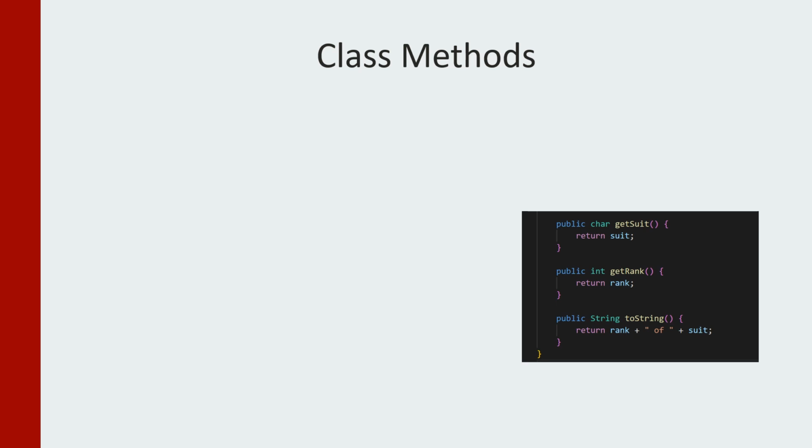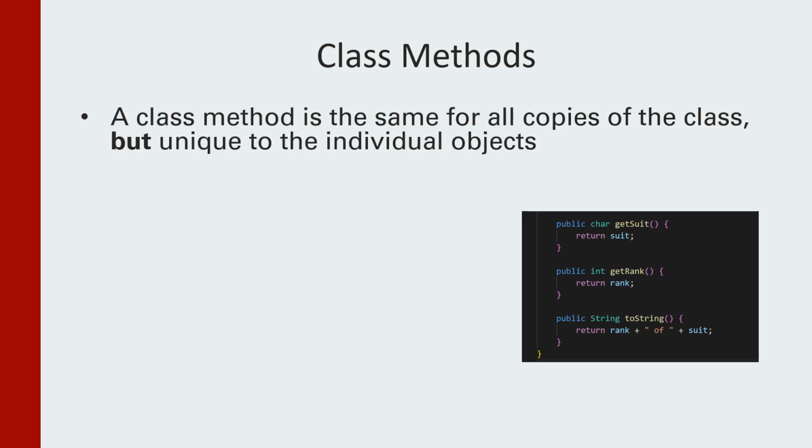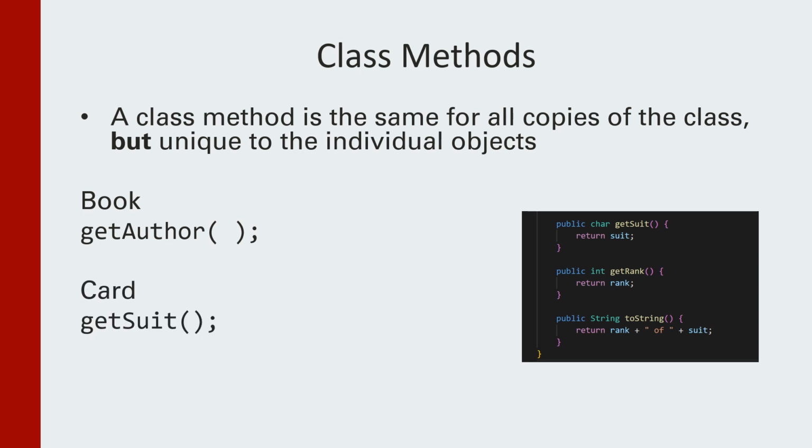The next thing I want to talk about is class methods. So just more vocabulary, a class method is the same for all copies of the class, but unique to the individual objects. I'm going to show a few more examples besides card, which we've seen a little bit of already. A book object might have getAuthor. A card, of course, has getSuit. And maybe you have an employee object and you can add skills to that employee. So we can do addSkill Java.